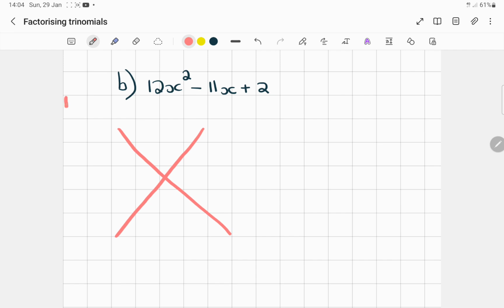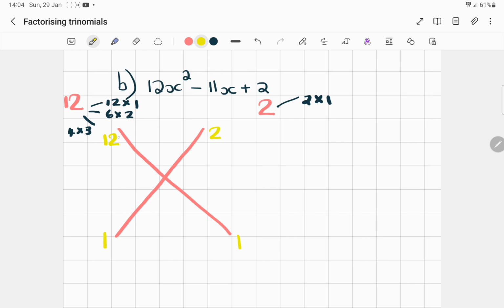The 12 is going to go on this side, and the 2 is going to go on this side. So what are the factors of 12? It can either be 12 times 1, or it can be 6 times 2, or it can be 4 times 3. For 2, it can only be 1 times 2 or 2 times 1. Okay, so remember that you can interchange them as well and write different ones. So let's just start with the first one. Let's say 12 and 1, and then on the other side, I'm going to put 2 and 1.